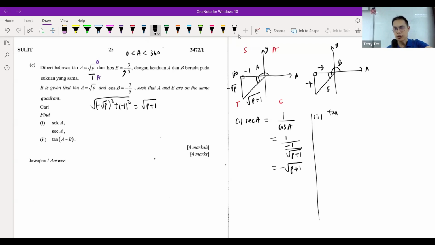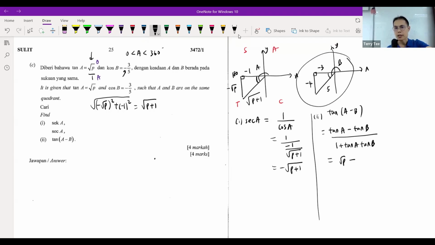You're finding tangent of A minus B. Okay, you can refer to the list of formulas for the addition formula for tangent. Tangent of A minus B is tangent A minus tangent B divided by 1 plus tangent A tangent B. My tangent A, if I read from here, is just square root P. You can read from the original question, right? My tangent B, if I read from the triangle here, is negative 4 over negative 3. Answer is positive 4 over 3.